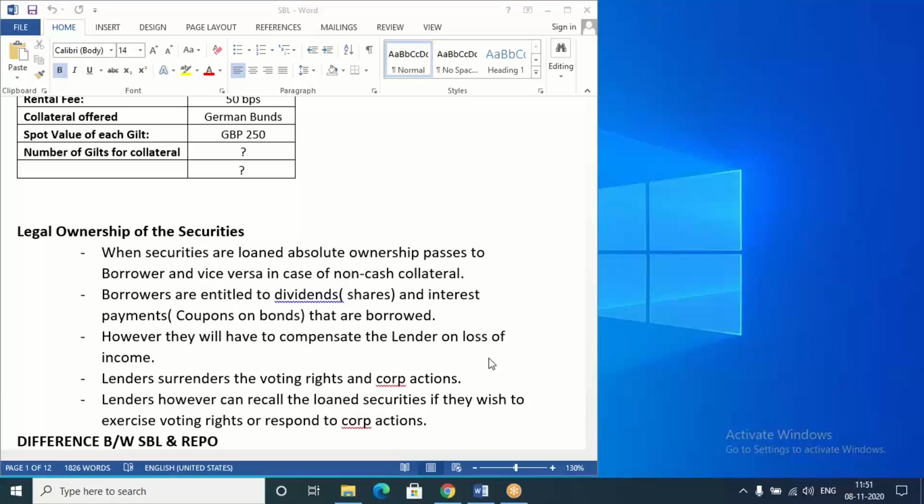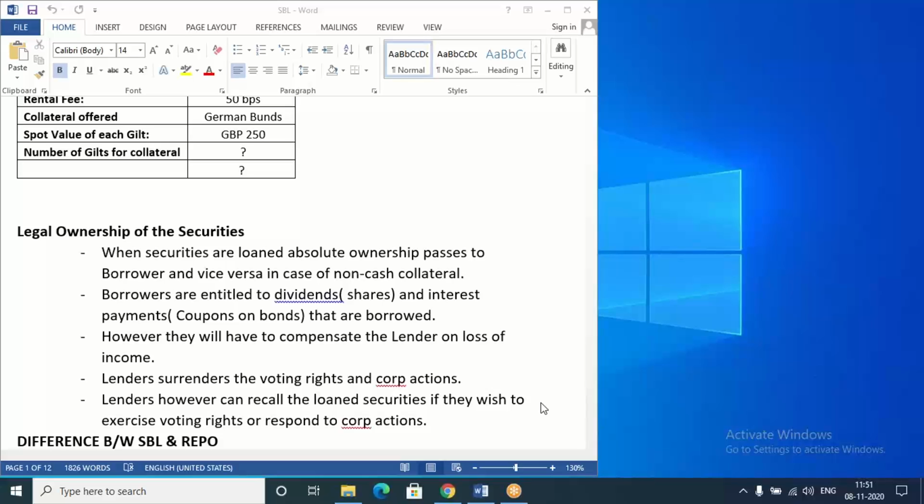Yeah. So that means now the securities that are borrowed by the borrower, if there is any dividends or coupons, then they are entitled to receive it. But again, as per regulations, the borrower might have to compensate the lender on that loss of income. Now, the question could be, compensate the lender by how much? Again, that percentage would be dependent between the lender and the borrower, what agreement they come to.